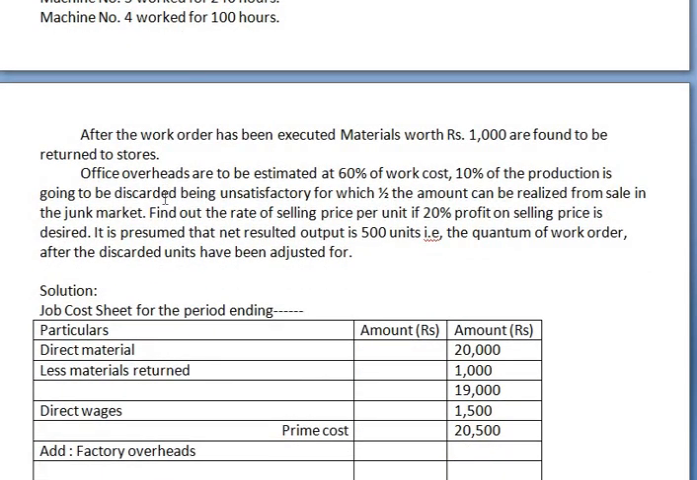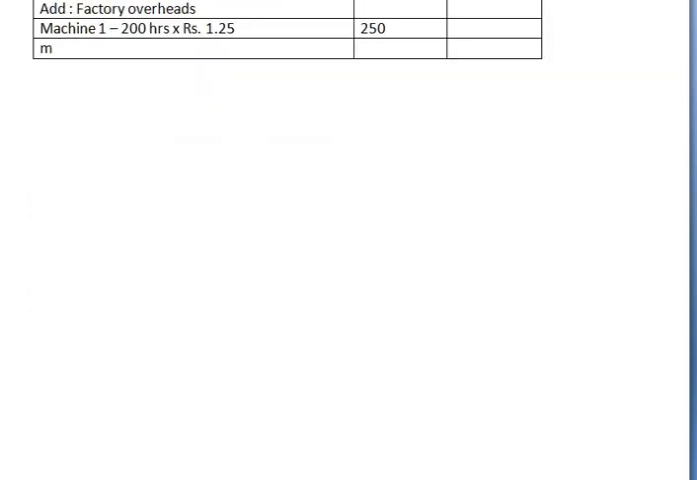So write down machine 1. Machine 1 has worked for 200 hours into rupees 1.25, right? So the amount is 250. Now next, machine 2. Machine 2 has worked for 300 hours and the machine hour rate for machine 2 is rupees 3. That is 900.